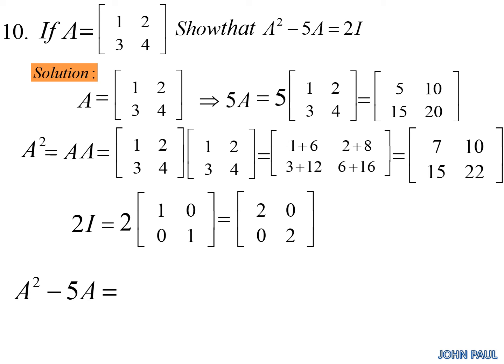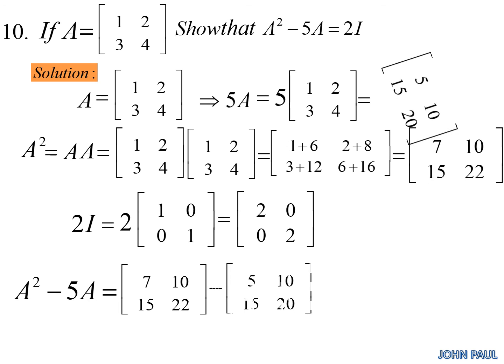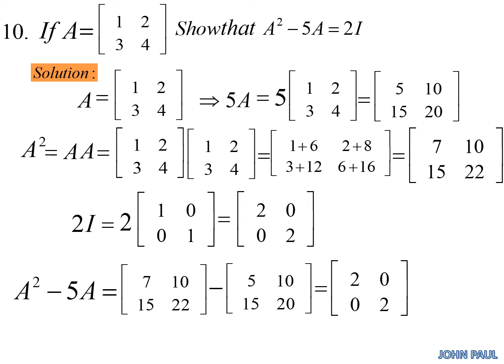A square minus 5A: substitute A square minus substitute 5A. Simplify this: 7 minus 5, 10 minus 10, 15 minus 15, 22 minus 20. We get 2, 0, 0, 2. This is the same as 2I, therefore we represent this as 2I.